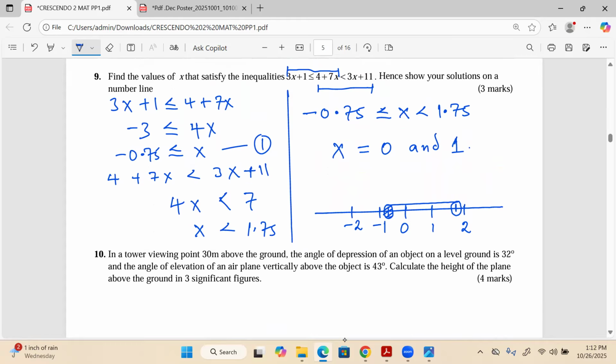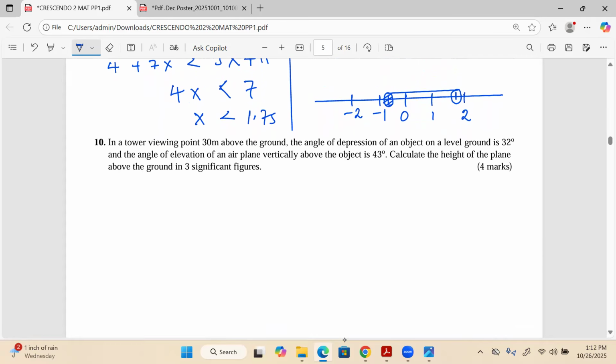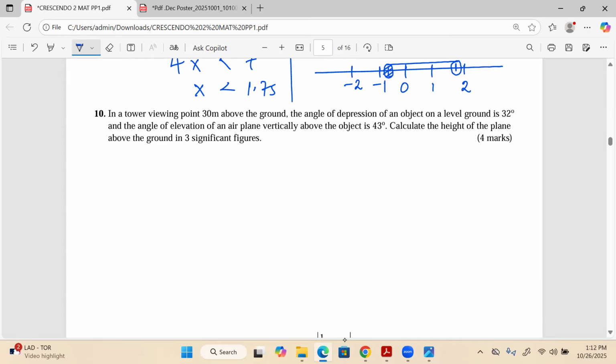Number 10. In a tower viewing point, 30 meters above the ground, the angle of depression of an object on the level ground is 32, and the angle of elevation of an airplane vertically above the object is 43. Calculate the height of the plane above the ground in 3 significant figures. Now, this one is made simpler by what we call sketching of the diagram first.